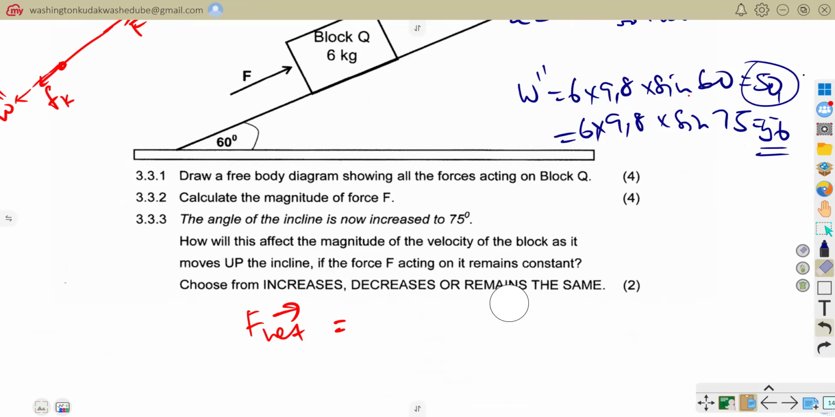So here they said just choose from increase, decrease, or remain the same. So you're just supposed to say it will decrease.